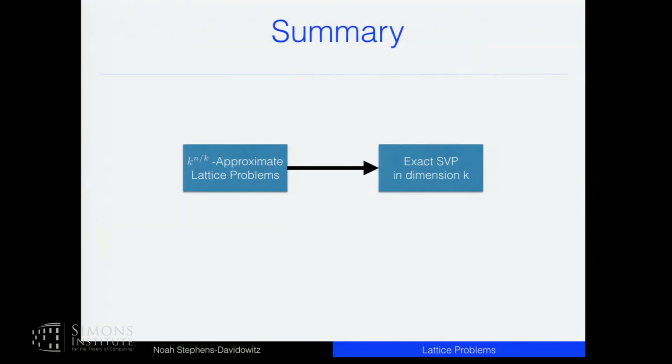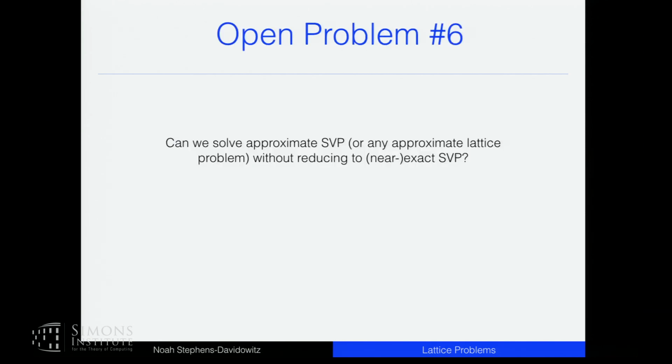Okay. So the summary of all this is just this one slide, which is that k to the n over k approximate lattice problems, SVP and most other lattice problems, reduce to exact SVP in dimension k. And as I said, this is mostly why we care about exact SVP algorithms. So I think I'm fairly close to done. Am I supposed to be fairly close to done? Okay, done.